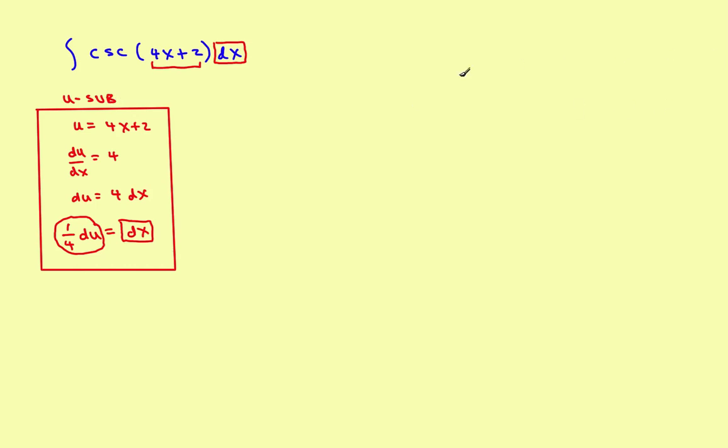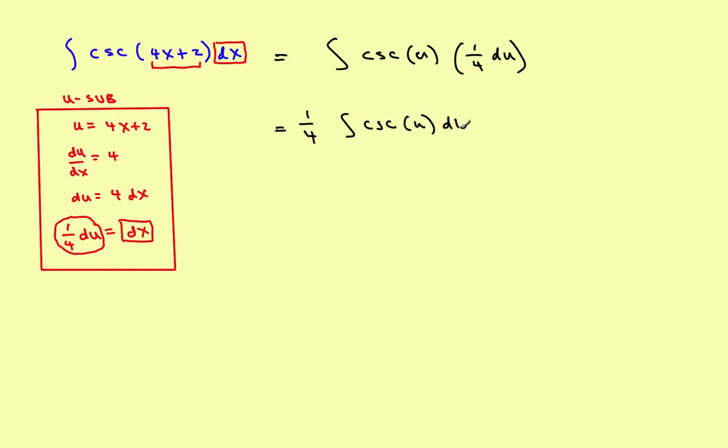Okay, now what that does to the problem then, this will turn into the integral of the cosecant, and in place of 4x plus 2, we'll put a u, and then finally in place of dx, we'll put what dx is equal to, which would be 1/4 du. And now just treat it like any other U-substitution problem. Bring the 1/4 out in front, so that will be 1/4 of the integral of the cosecant of u du. Okay, so that gives you, here's a 1/4, and we'll put some brackets right here.